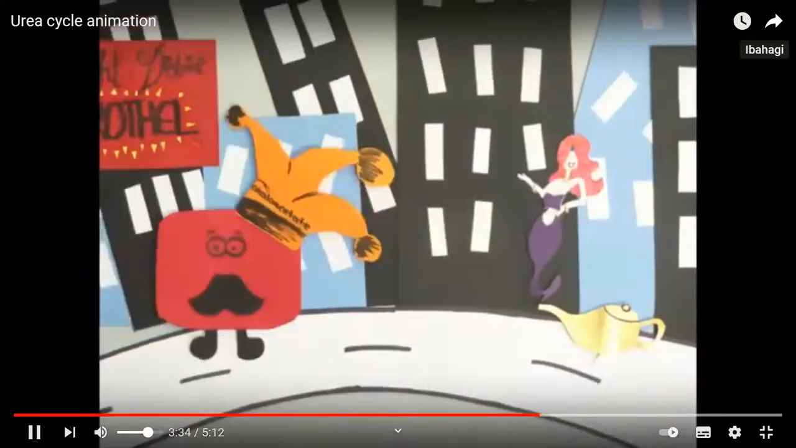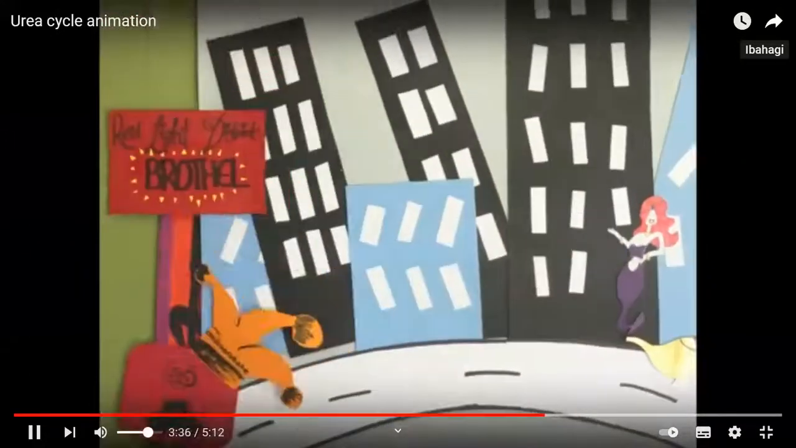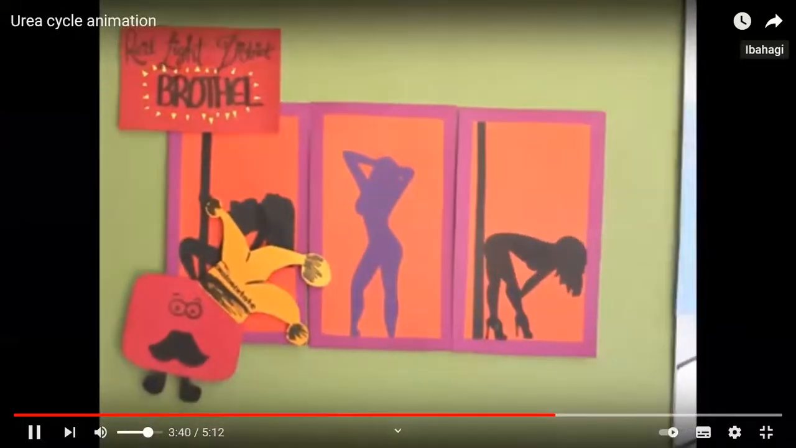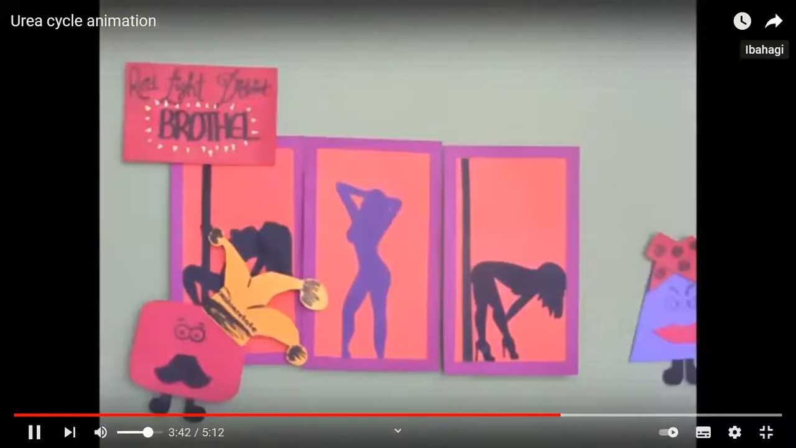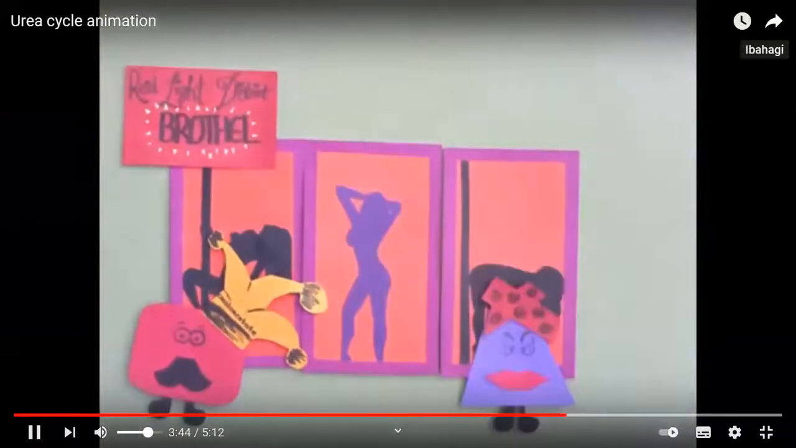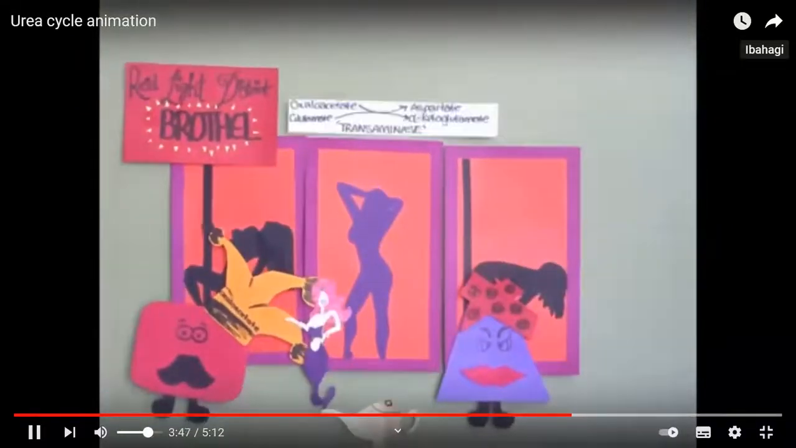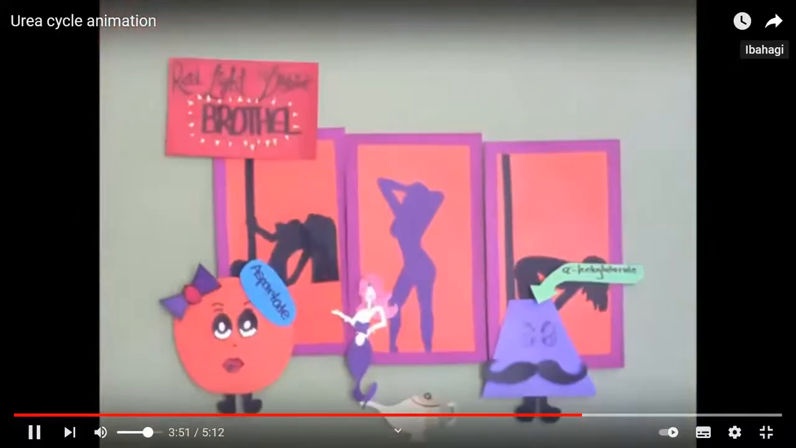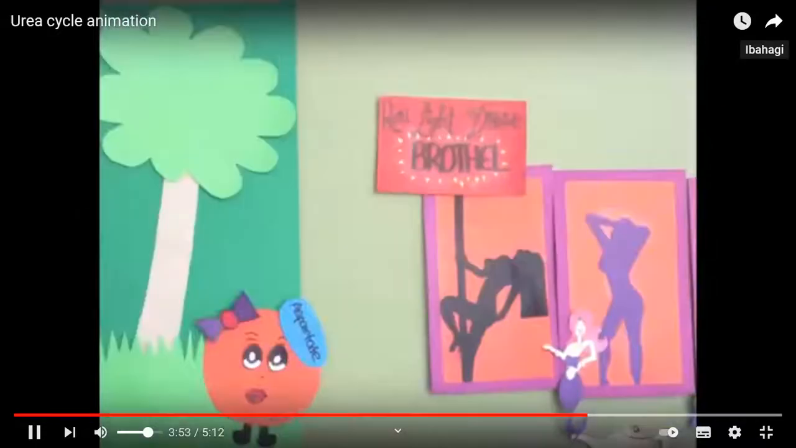Oxaloacetate wants a gender change, aspartate. But in order to do this, the genie informs him that he must find a willing partner to undergo a transaminase reaction with. Oxaloacetate then finds a willing glutamate, and the genie grants his one wish. Glutamate becomes alpha-ketoglutarate, and oxaloacetate becomes aspartate and moves out into the cytosol.